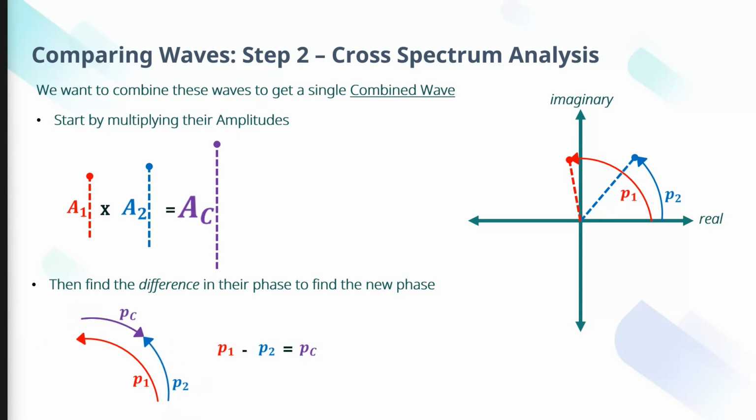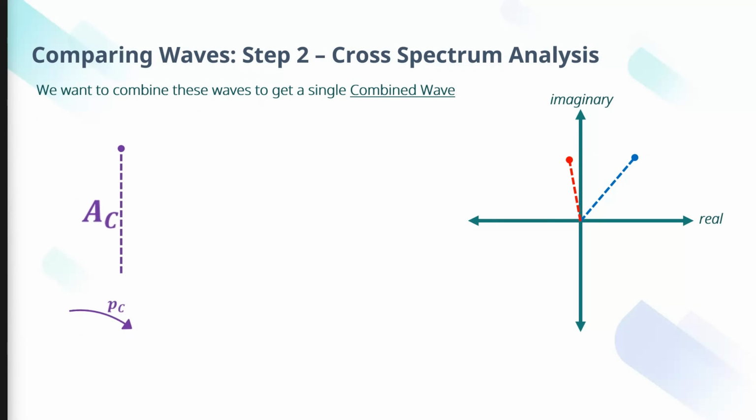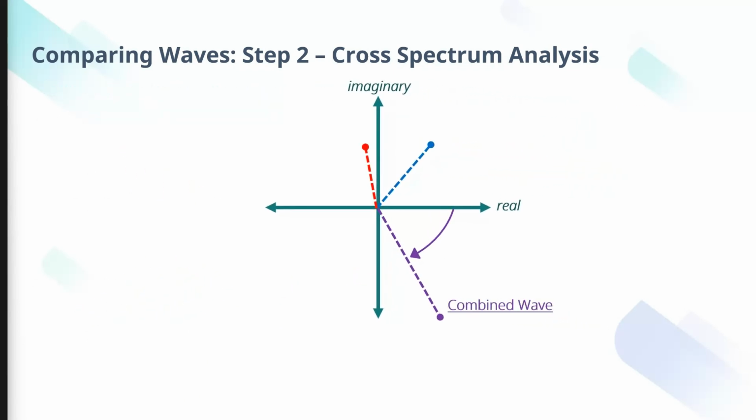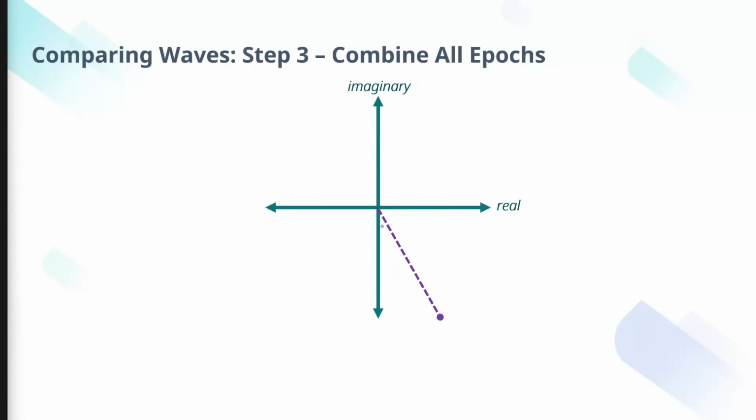So now what we have is an amplitude and a phase, and we can take that information and plot it again on that complex plane. And that's what we're calling cross-spectrum analysis. Some fancy math is happening behind the scenes, but that's the basic idea. So now we've figured out how to get that combined wave for a single epoch. We just need to do that now for all the epochs. So you can imagine there may be thousands of these different combined waves.